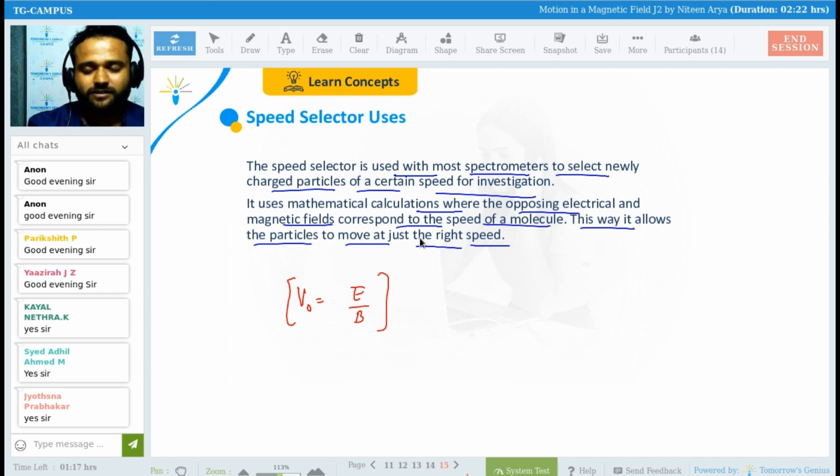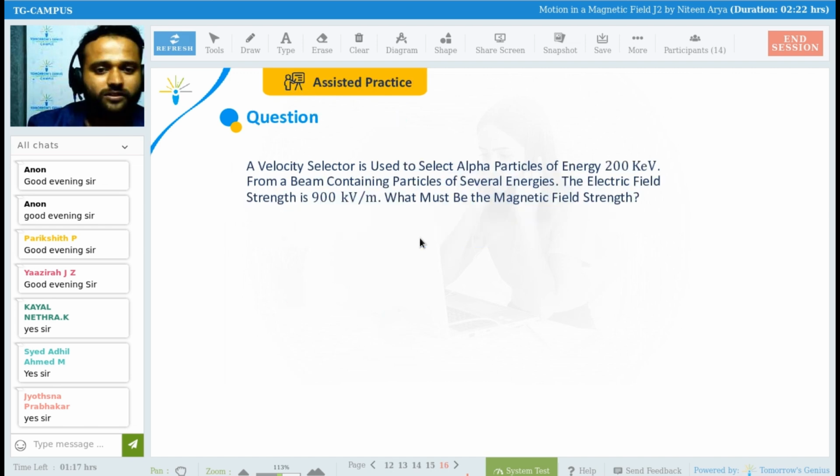Okay, where I was. So velocity selector, speed selector uses is this, as simple as that. Okay, this is your question. Read this. Very easy. A velocity selector is used to select alpha particles of energy this much from a beam containing particles of several energies. The electric field is this much. What must be the magnetic field strength?